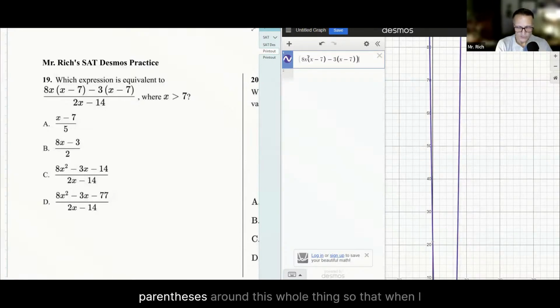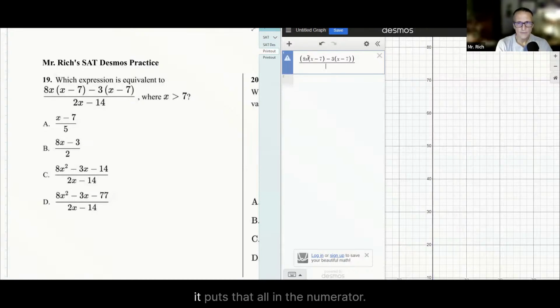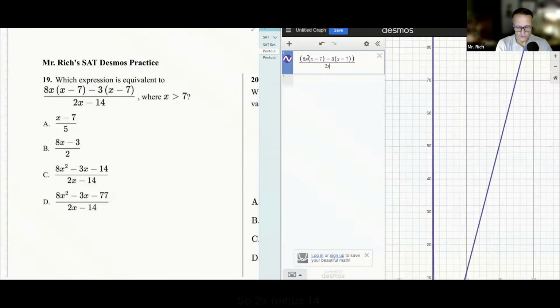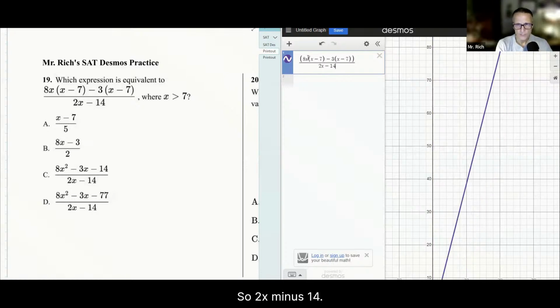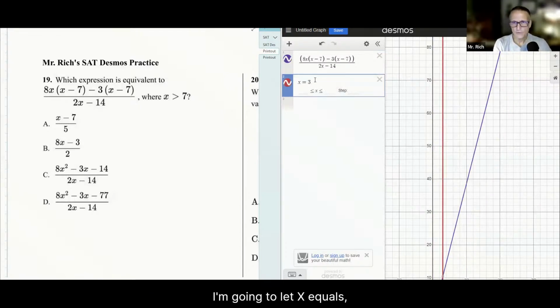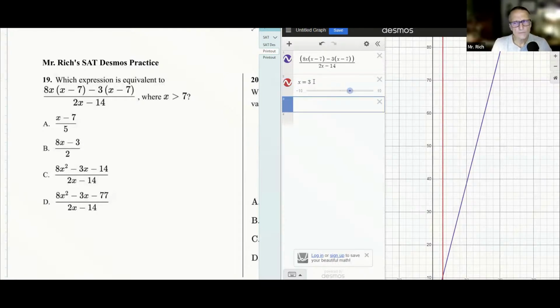I need to put parentheses around this whole thing so that when I hit slash, it puts that all in the numerator. So 2x minus 14. All right, that is that. Now, what I'm going to do down here, I'm going to let x equals 3. See if that didn't work. What do I want to do here?